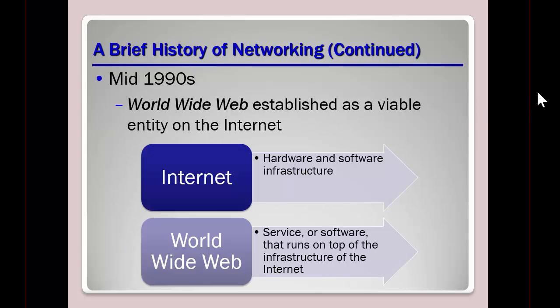So 1990s, the World Wide Web was established as a viable entity on the internet. So the internet is actually the hardware and software infrastructure. So this is the hardware, the routers, the wires, etc., that make up the internet, the way we communicate at the physical level. And the World Wide Web is the service, the software that runs on top of the infrastructure of the internet. So the World Wide Web is how we get out to Gmail, how you get to Facebook, etc.